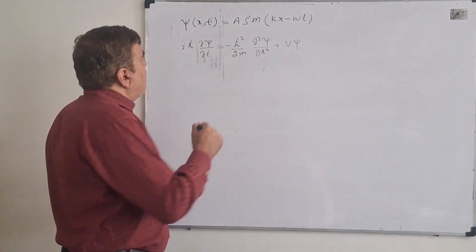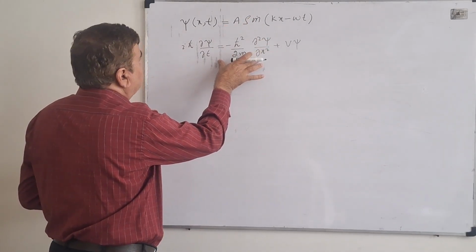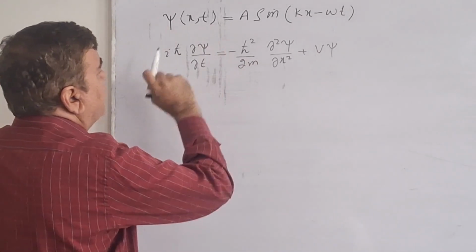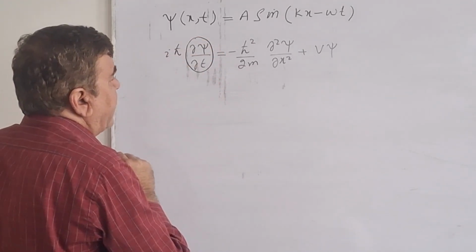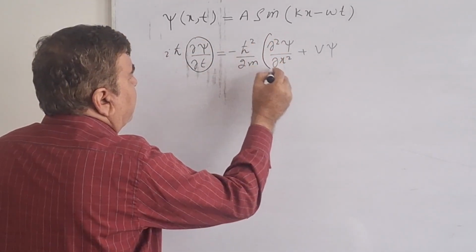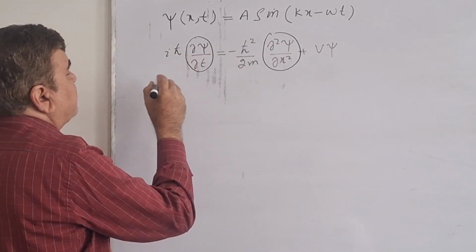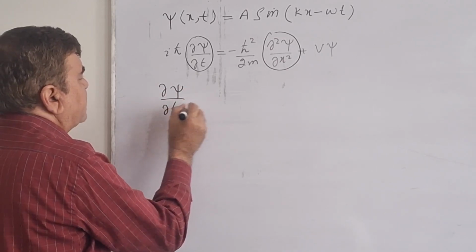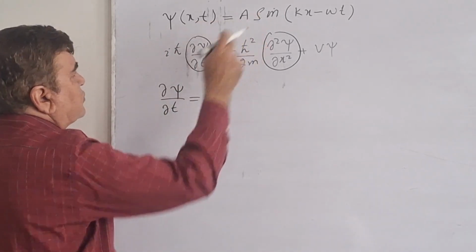So I want to use this wave function and substitute it into this Schrodinger wave equation. In order to put this into the Schrodinger wave equation, I first need to differentiate the given wave function with respect to time once, and the given wave function with respect to position twice. So I carry out this differentiation first, and I write partial psi over partial t. I'm not writing the argument, but that's understood.